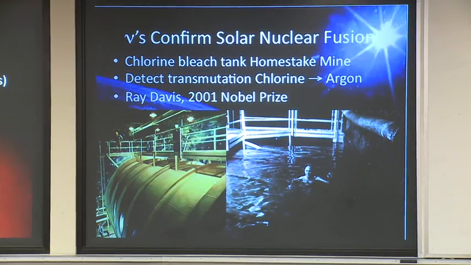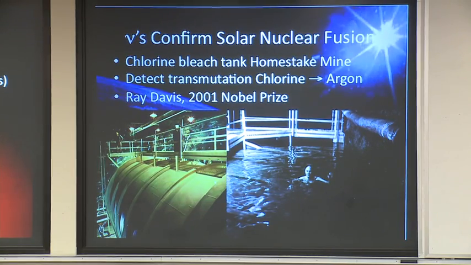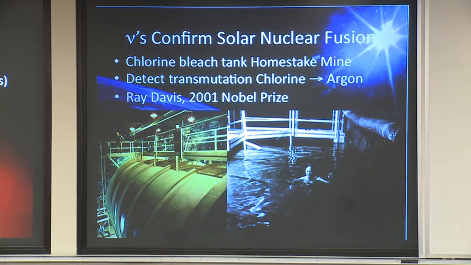In fact, neutrinos were very instrumental in confirming our picture of how the sun actually produces its energy. There were a set of ideas of what the sun was relying on to produce energy, and there was a chemist, actually not a physicist, but a chemist, back in the 50s and 60s who developed a technique to actually detect neutrinos from the sun.